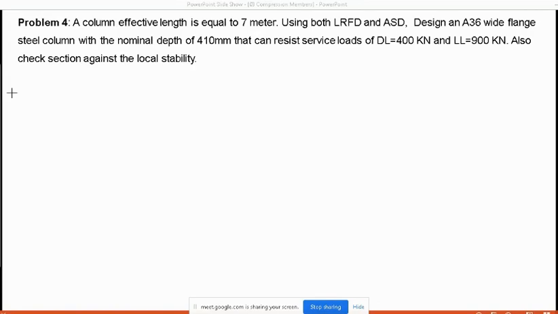So also we have to check our section against the local stability. Ito yung ating slenderness ratio that should not exceed doon sa 200. Itong local stability natin. So, i-check din natin siya. Okay? So, we will design a section with a depth of 410 mm using both LRFD and ASD.